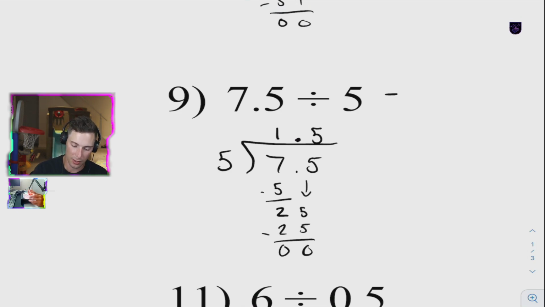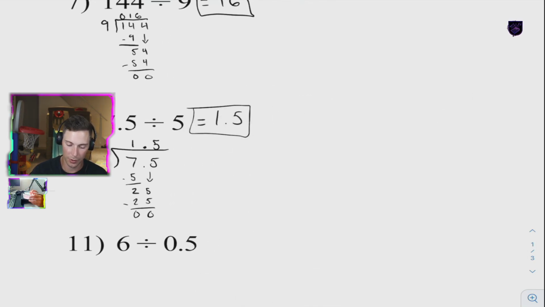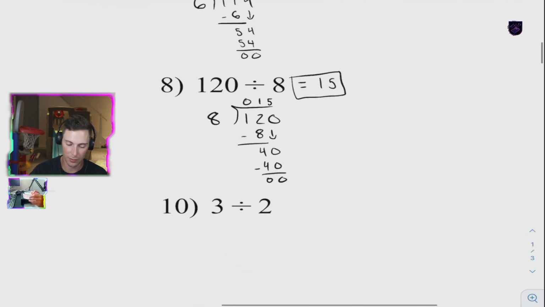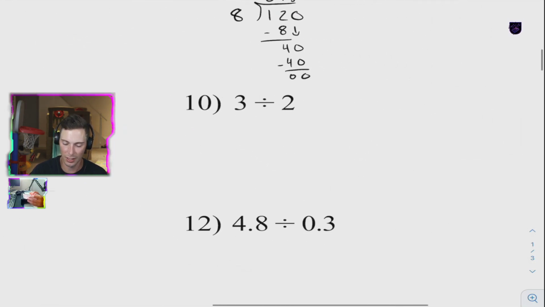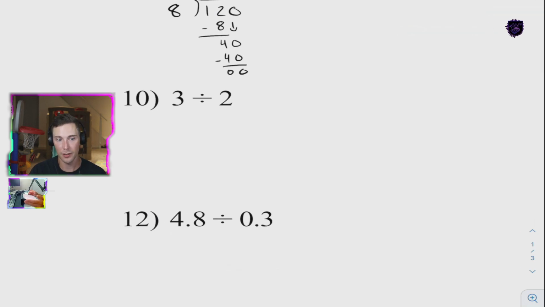So let's write our answer here. We can box it up. It's important that we add our box on there. It just helps as things get messier. Get into that habit. 3 divided by 2.